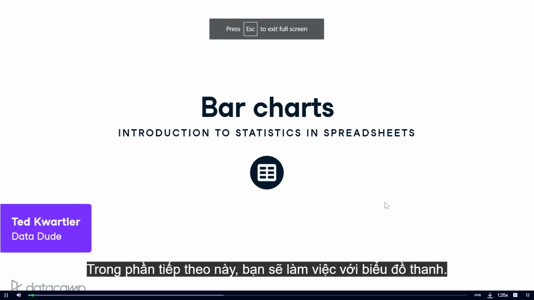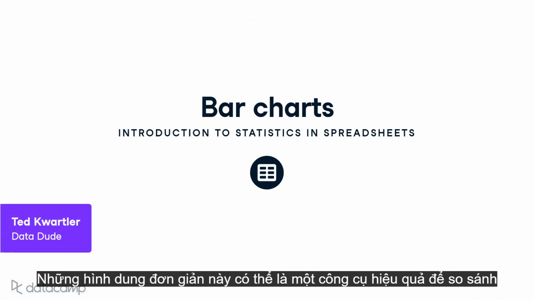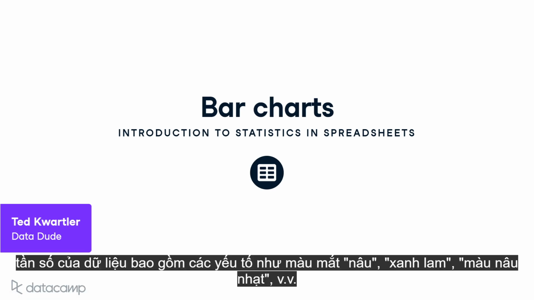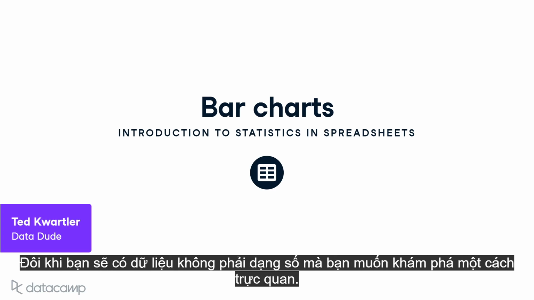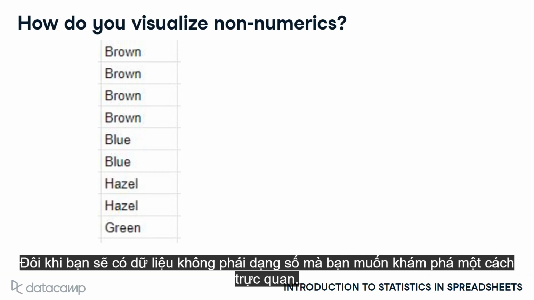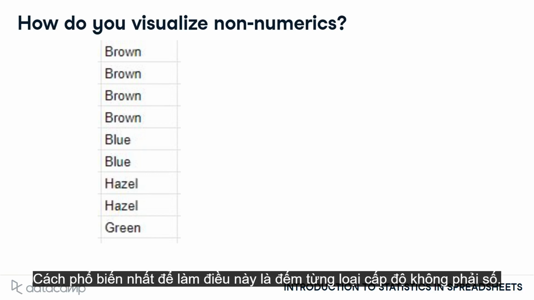In this next section, you will work with bar charts. These simple visualizations can be an effective tool for comparing frequencies of data, including factors like eye color: brown, blue, hazel, and so on. Sometimes you will have non-numeric data that you want to explore visually. The most common way to do this is by counting each type of non-numeric level.